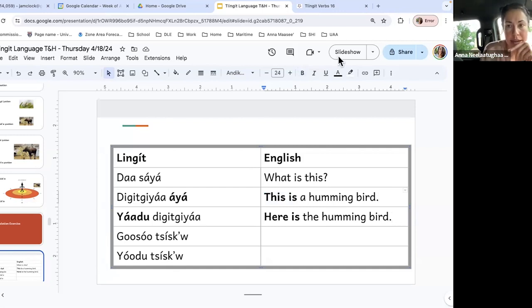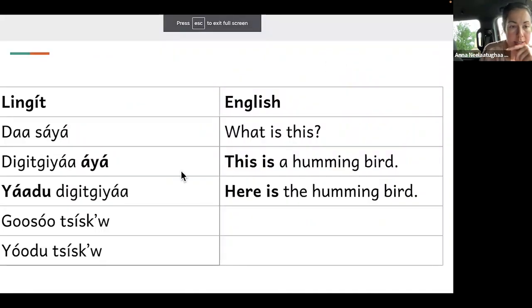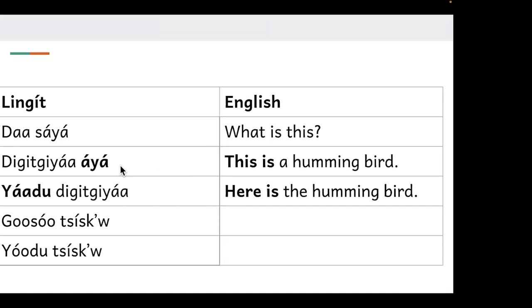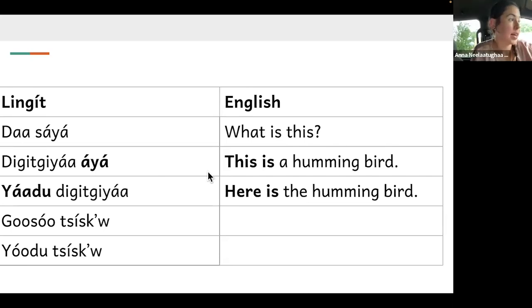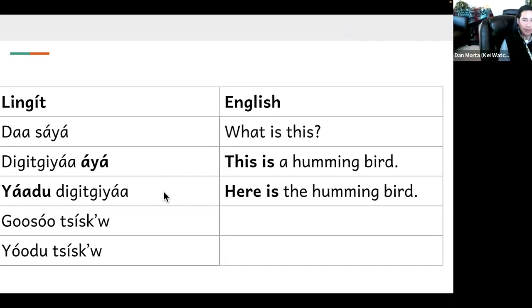So let's practice these. So for this is a hummingbird, repeat after me. Digitkiya aya. And for here is the hummingbird, repeat after me. Ya do digitkiya.